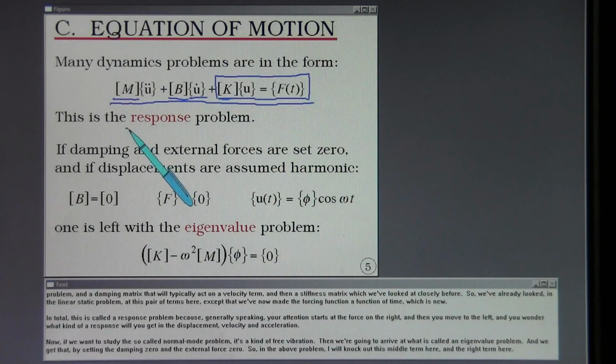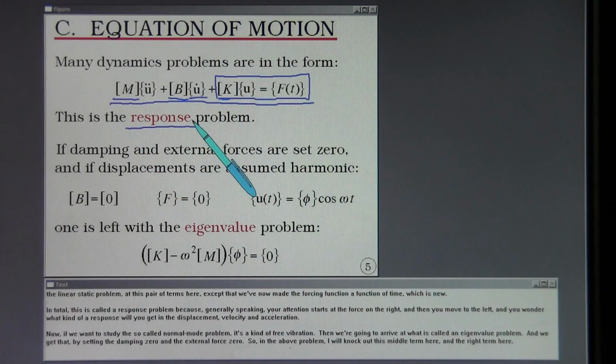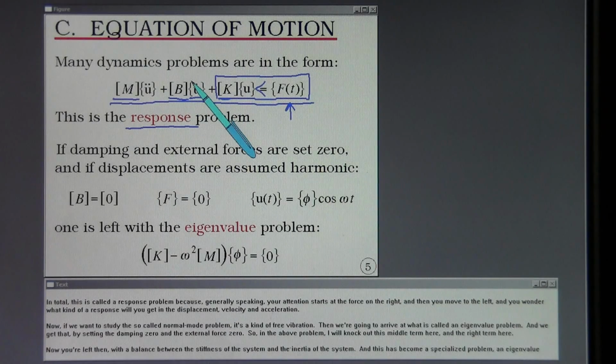In total, this is called a response problem because, generally speaking, your attention starts at the force on the right and then you move to the left and you wonder what kind of a response you will get in the displacement, velocity, and acceleration.